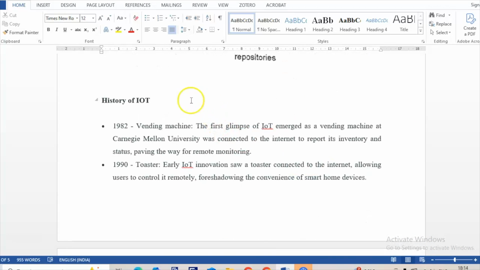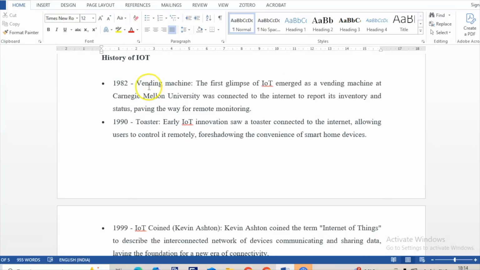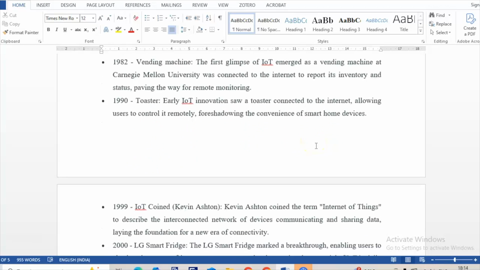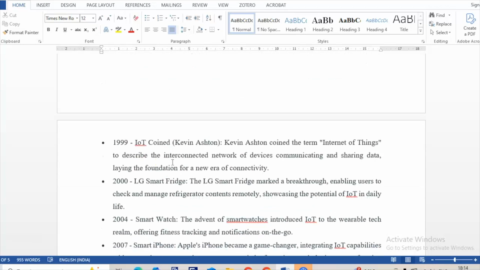History of IoT. In 1982, the first glimpse of IoT emerged as a vending machine at Carnegie Mellon University that was connected to the internet to report its inventory and status, paving the way for remote monitoring. In 1990, the next one comes, the toaster. Early IoT innovations saw a toaster connected to the internet, allowing users to control it remotely, foreshadowing the convenience of smart home devices.